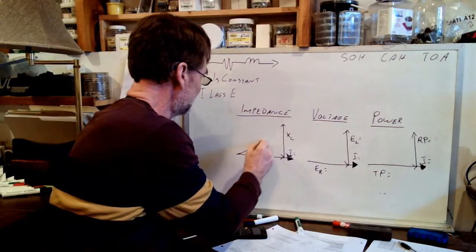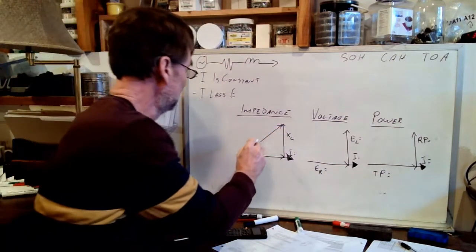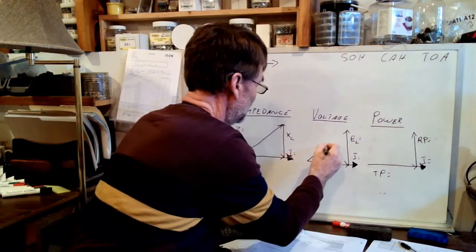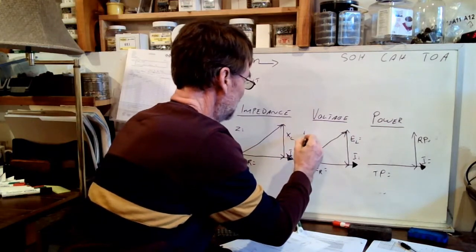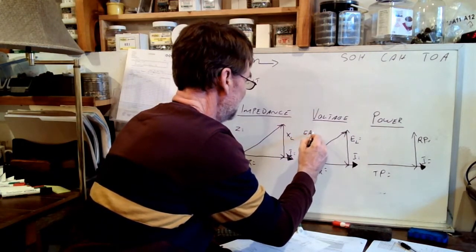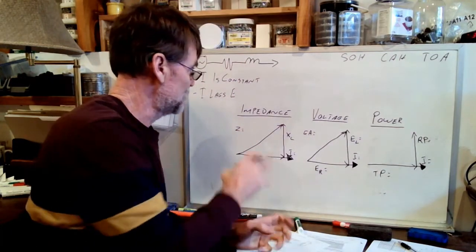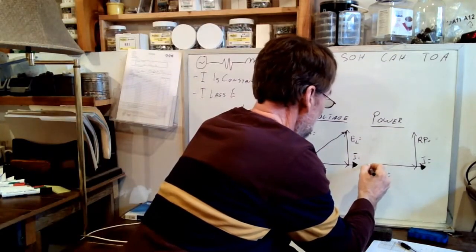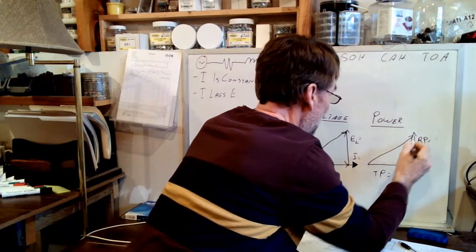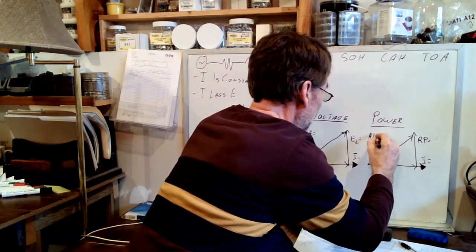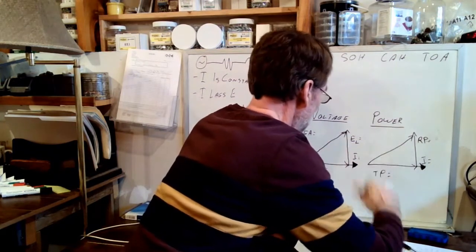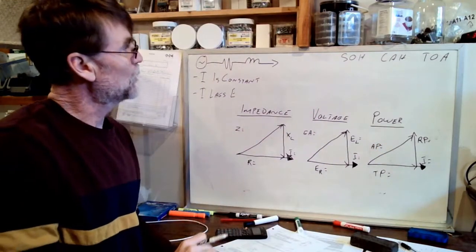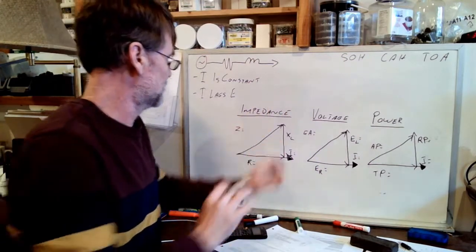So the hypotenuse of our triangles, sorry, that's supposed to be a straight line, that is the impedance, Z equals. The hypotenuse of the voltage triangle, that's the total voltage, or the applied voltage. EA is the applied voltage, which is the total. That's the voltage provided by the power supply. And the hypotenuse of the power triangle is the apparent power. Apparent power right there.